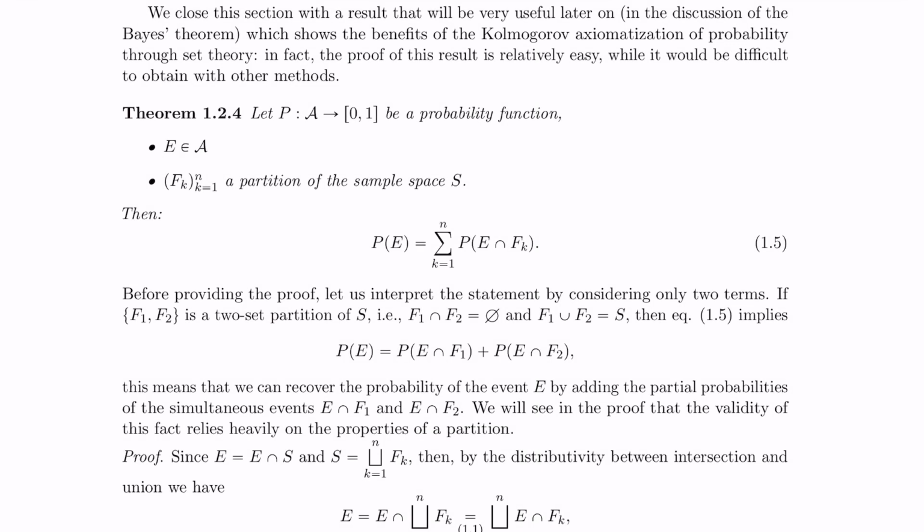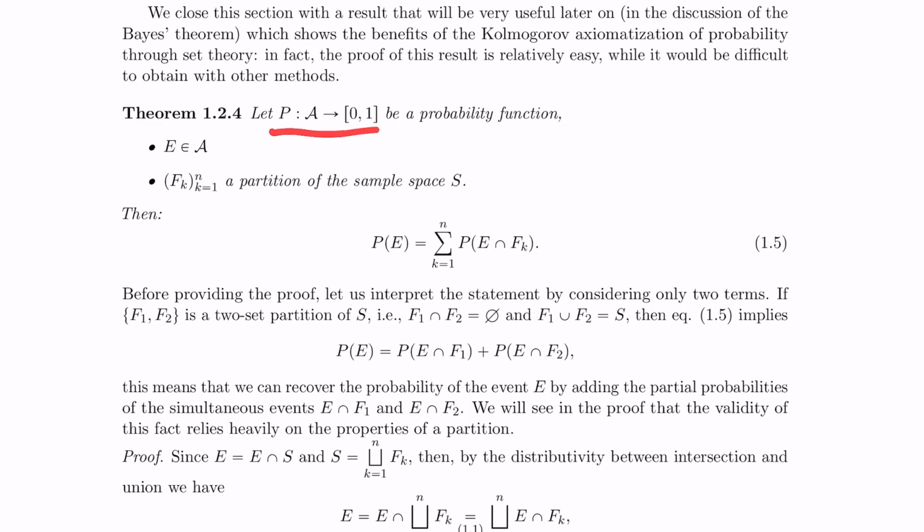We close this section with a result that will be very useful later when we discuss conditional probability. This result also shows the benefits of the Kolmogorov axiomatization of probability through set theory. In fact, as we are going to see, the proof of this result is relatively easy, which is not the case if you use other methods. The theorem is the following.